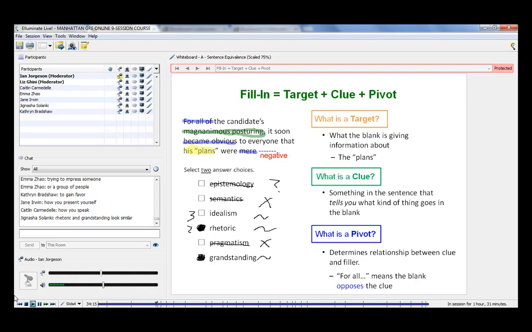And that's exactly what grandstanding means here as well. And so the correct pair turns out to be rhetoric and grandstanding. And their relationship with speaking and with convincing others is really what tied them together, even if we weren't 100% sure of the meaning of rhetoric. Now, by the way, guys, this is an extremely difficult problem. But we handled it in the end.